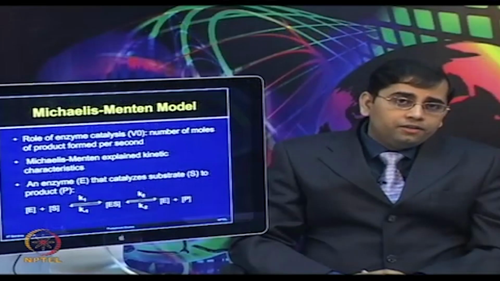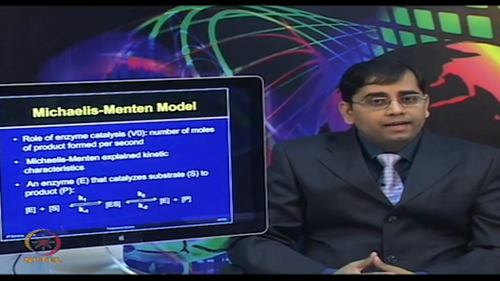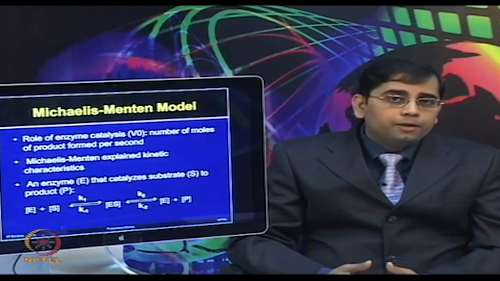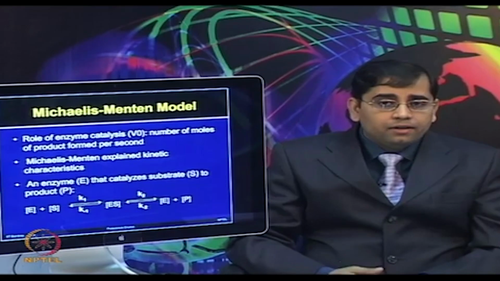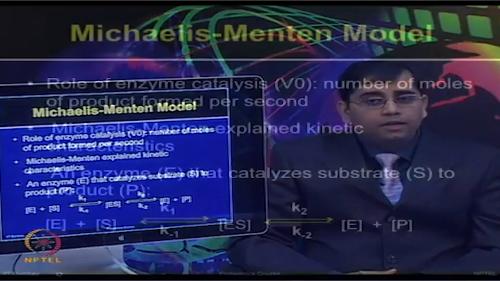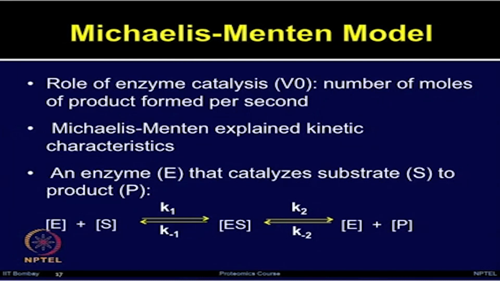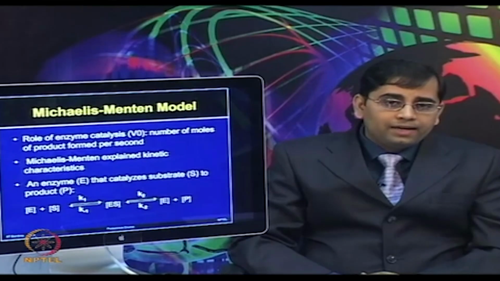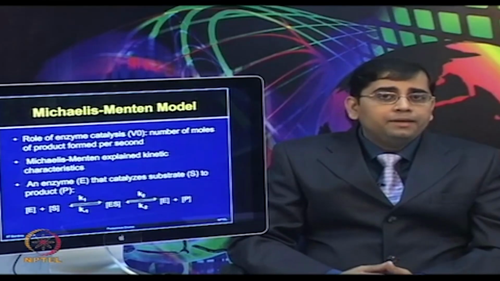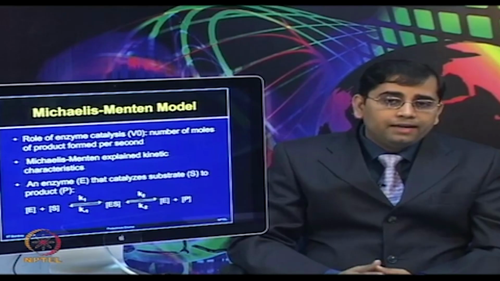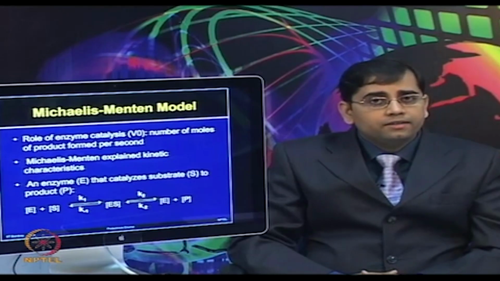So, an enzyme E which catalyzes a substrate S to give rise to a product P can be understood in this equation: E plus S giving rise to ES. The enzyme substrate complex breaks down to enzyme plus product. Now, E combines with S to form the ES complex with rate constant k1, whereas the ES complex can dissociate to form E and S with rate constant k minus 1.